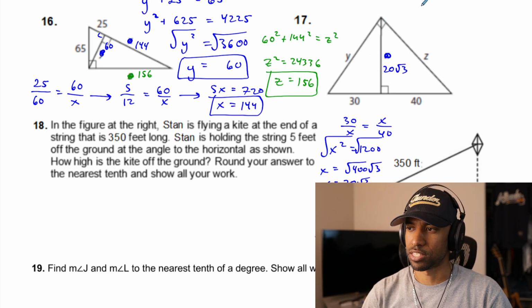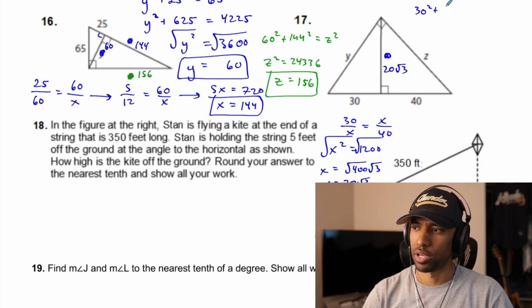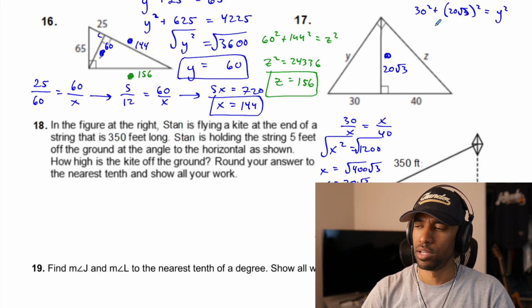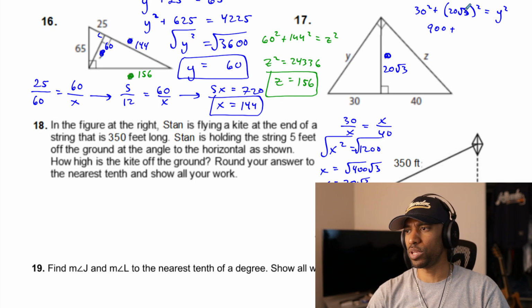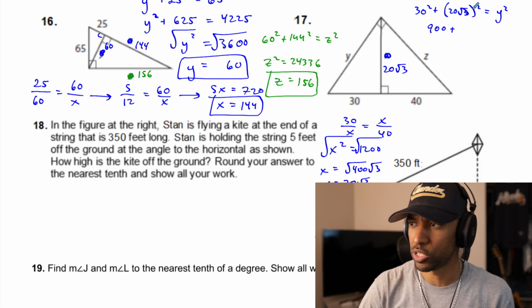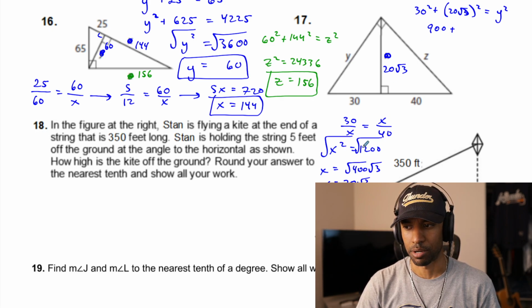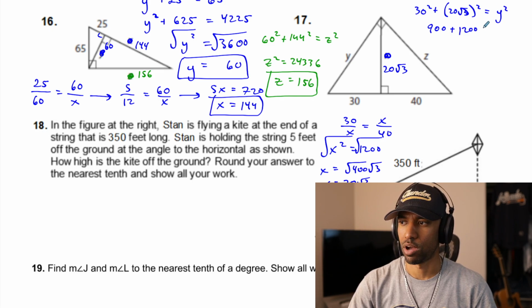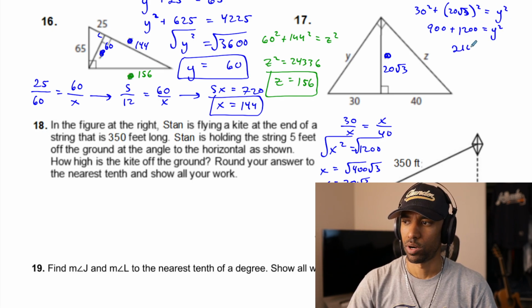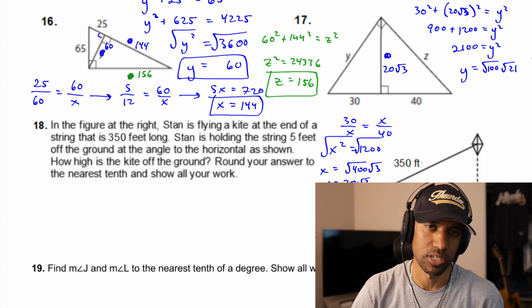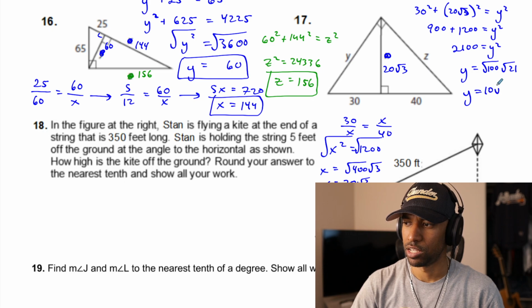For y, that's the hypotenuse, where I can do 30 squared plus 20 root 3 squared equals y squared. So that's 900 plus, hey, what's 20 root 3 quantity squared? Well, 20 squared is 400, root 3 squared is 3, 400 times 3 is 1200. Hey, we've seen that number before. So 900 plus 1200, that's 2100. Take the square root of both sides here. This time I'm going to work with that 100 and the 21. Yeah, 21 doesn't have any perfect squares. So it looks like that's going to be 10 root 21 right there.